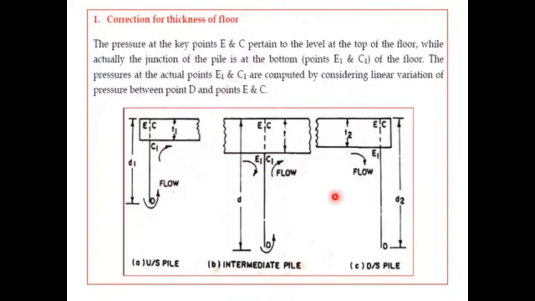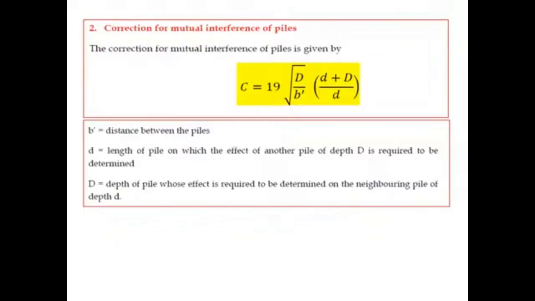So we can make the corrections after we find the pressures at the key points E and C, which actually pertain to the top of the floor, so that can be adjusted to the bottom of the floor, where there is a junction between the sheet piles as well as the floor. And also the effect of the neighboring pile on the pile for which we have calculated the pressures can also be made.